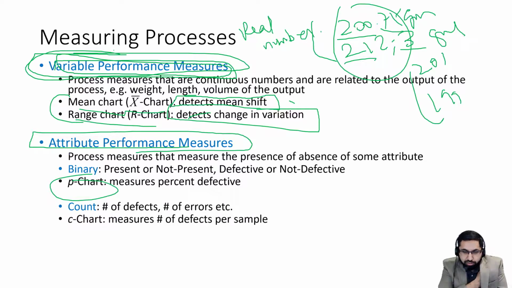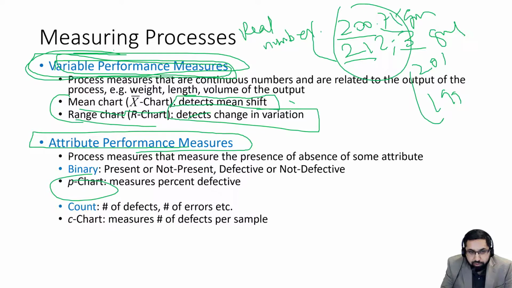Attribute performance measures are yes, no, defective, not defective, good, bad, right? So it's like a yes, no, 1, 0 type of question. So you check, you turn on the TV, does the TV work? Yes, does it not work? No. It's just two possibilities, yes or no, for each item that you examine. So then you would use what's called a P chart to track the proportion of defectives, and you want to make sure your defect rate stays stable as it does not blow up.